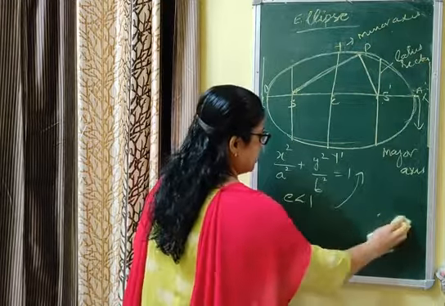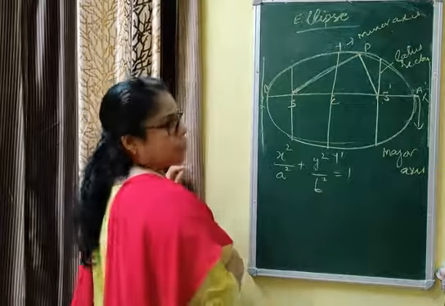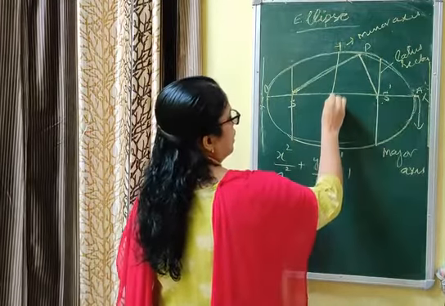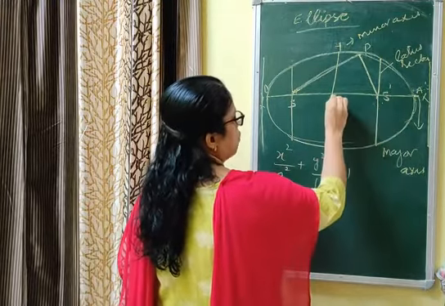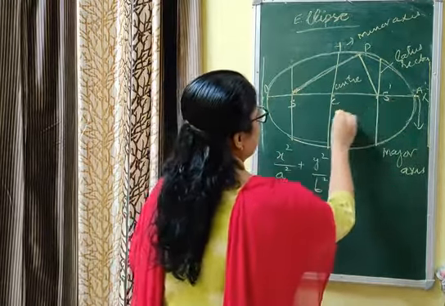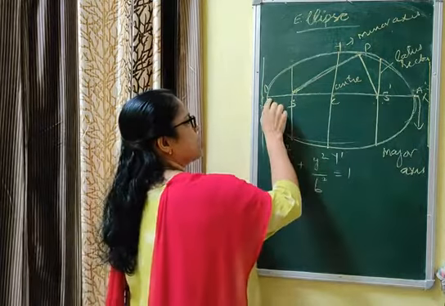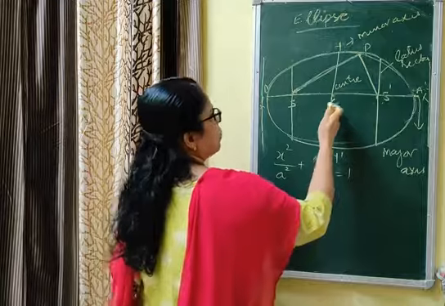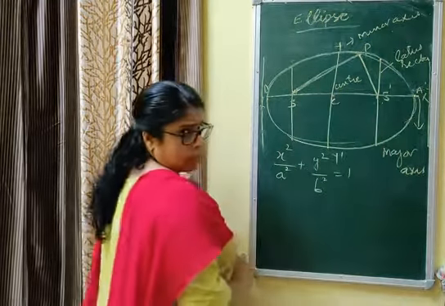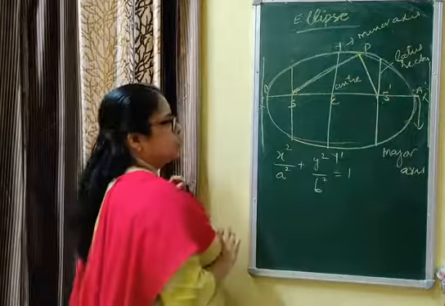Now, parts of the ellipse. The standard equation of the ellipse is x square by a square plus y square by b square equal to 1. The fixed points are called foci. The midpoint of the line segment joining the foci is called the center. The line passing through the foci as well as the center is called the major axis. The point of intersection of the ellipse with the major axis is called the vertices. The line perpendicular to the major axis passing through the center is called the minor axis. And there are two latus rectums and two directrices since there are two foci.